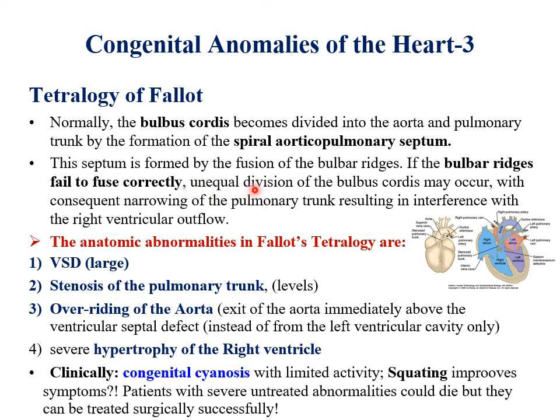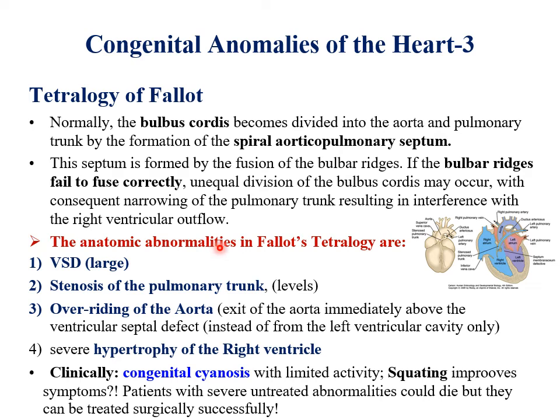there will be unequal division of the bulbus cordis, with consequent narrowing of the pulmonary trunk. This is the pulmonary trunk, and there will be some sort of narrowing of it. A pulmonary stenosis, let us say, it will be called, resulting in interference with the right ventricular outflow.